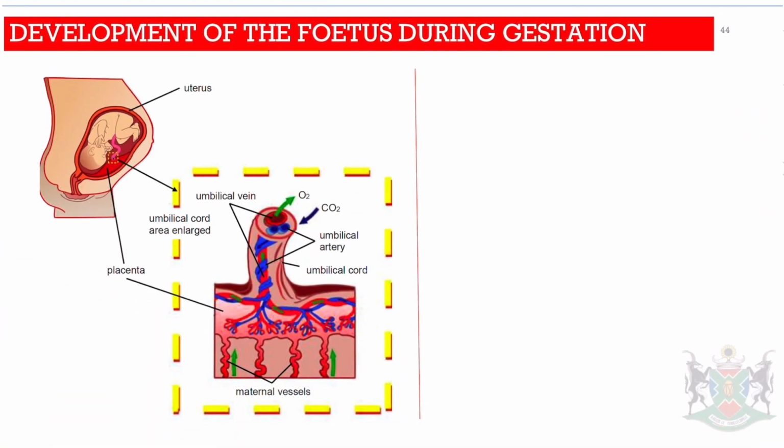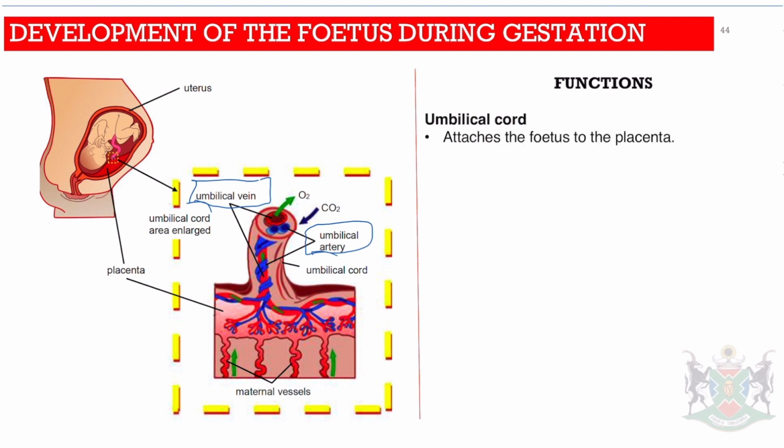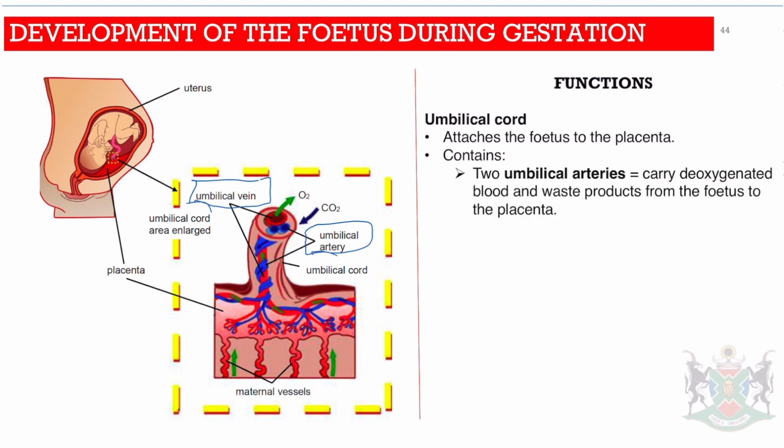Right. Let's look at the umbilical cord. We said that the umbilical cord has two main blood vessels. We have the umbilical artery, and then we have the umbilical vein. All right? Let's look at what they do. The umbilical cord attaches the fetus to the placenta and contains the umbilical arteries, which carry, guys, deoxygenated blood and waste products from the fetus to the placenta.